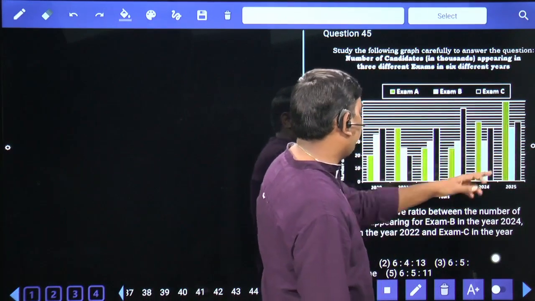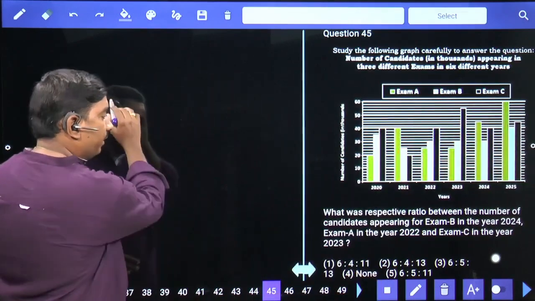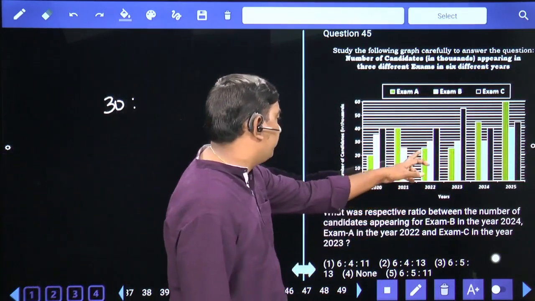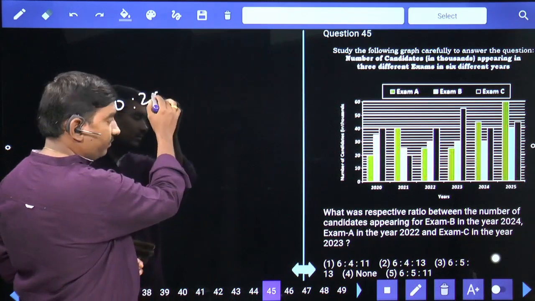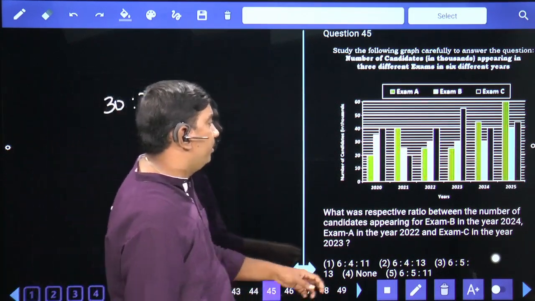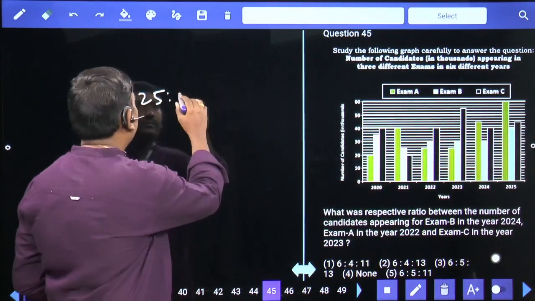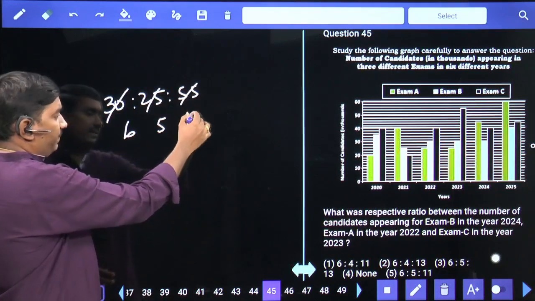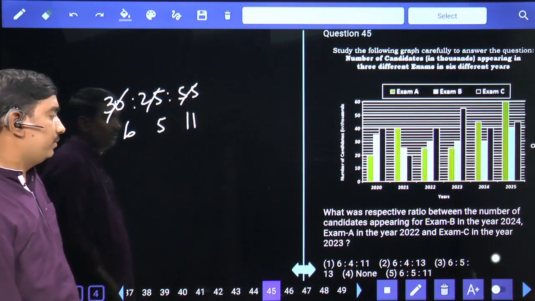Next, what was the respective ratio between the number of candidates appearing for exam B in the year 2024, exam B 2024, that is 30, and exam A in the year 2022? 2022 exam A is 25, and exam C in 2023 is 55. 5 6 times, 5 5 times, 5 11 times. 6 is to 5 is to 11, fifth option.